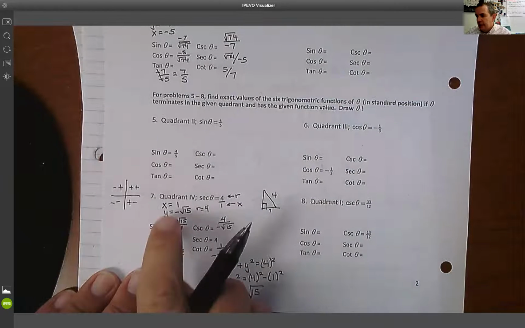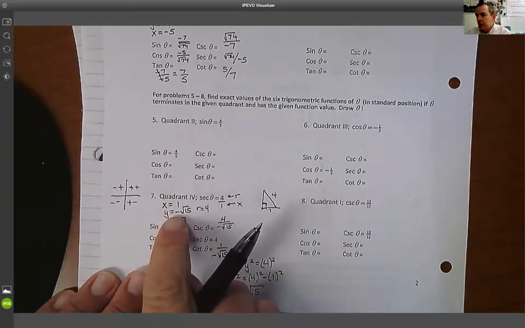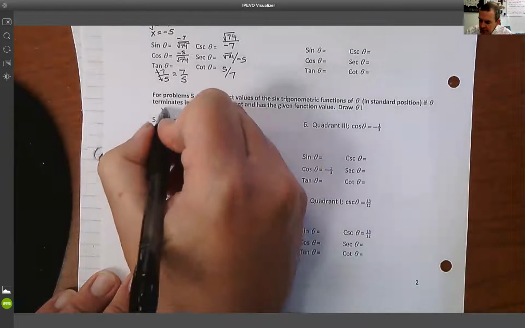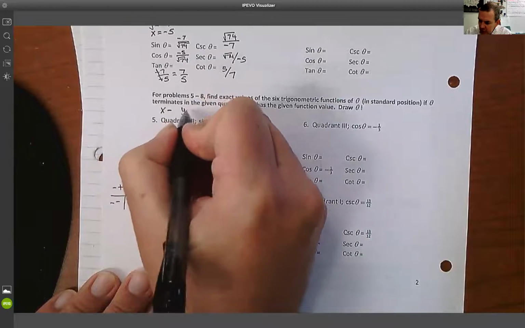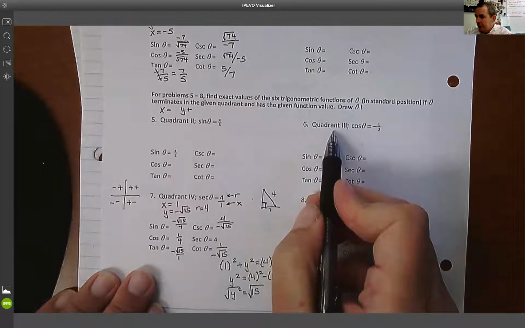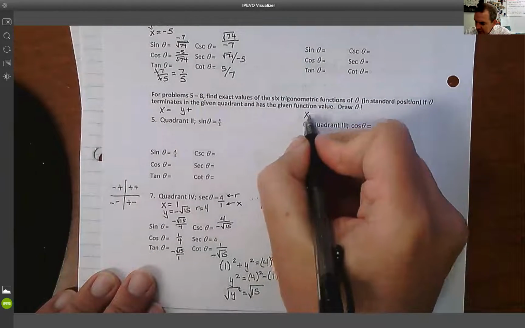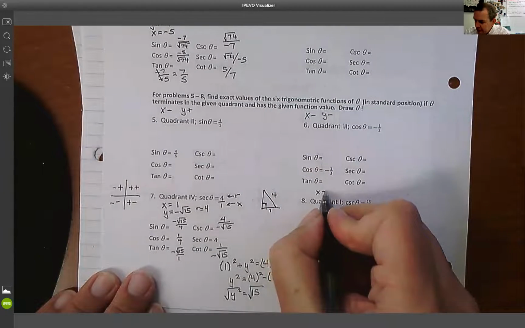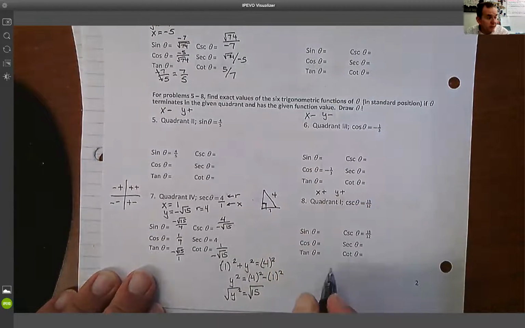So again, the quadrants are going to tell you the signs. If you think about quadrant 2, in this problem my X's are going to be negative and my Y's are going to be positive. If I'm in quadrant 3, my X's are negative and my Y's are negative. And if I'm in quadrant 1, my X's are positive and my Y's are positive.